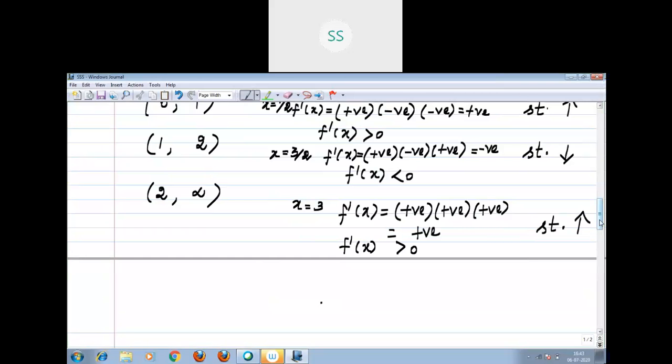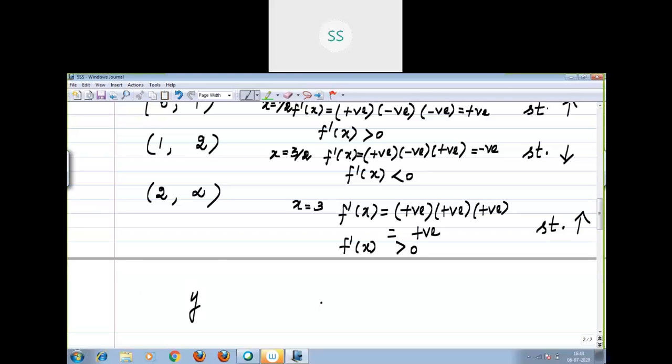When the word increasing alone comes, the derivative should be greater than or equal to 0, right? So I am going to show the proof for that. In which two intervals alone is the function increasing? Increasing means the derivative should be greater than or equal to 0, right? That means I am going to give the exact solution based on the given question.